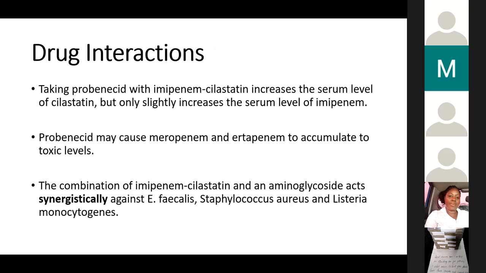So drug interactions mainly have to do with taking them with an aminoglycoside and probenecid. So if you take probenecid with imipenem, it increases the serum level and it causes accumulation to toxic levels in the renal tubules. Then giving an aminoglycoside with the imipenem is synergistic. You remember what synergistic action of drugs are, or potentiation: they work better than you would expect from the single drugs.